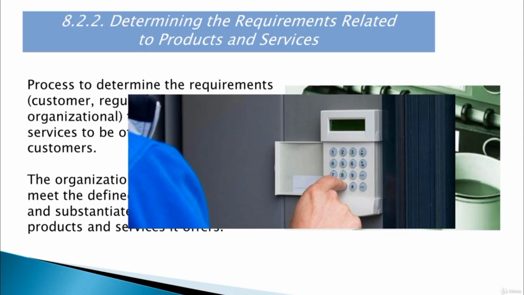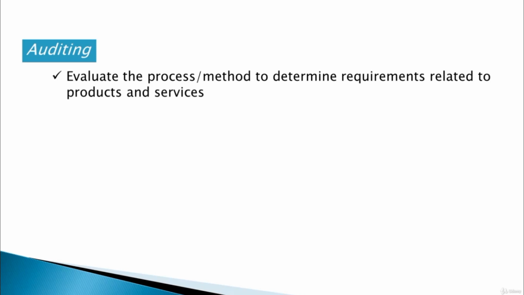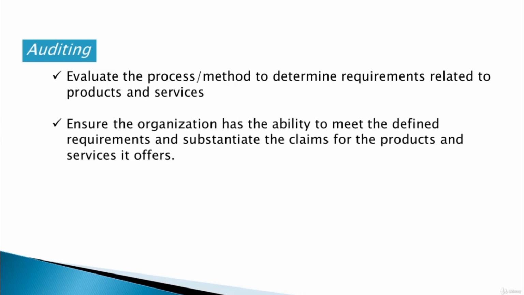services that it offers. Now, as for auditing this requirement, the auditor is required to evaluate the process or method to determine requirements related to products and services, basically taking a look at how the organization identifies the requirements for products and services. And the auditor needs to ensure that the organization has the ability to meet the defined requirements and substantiate the claims, in other words, prove the claims for its products and services.